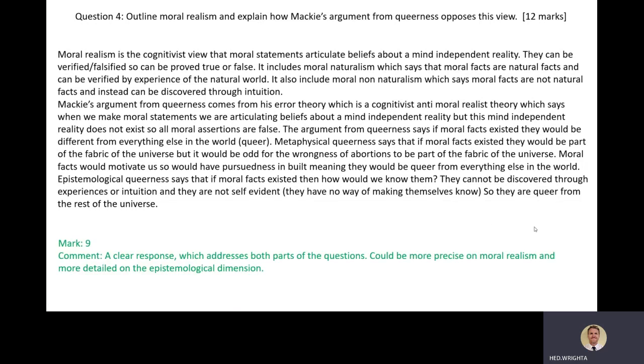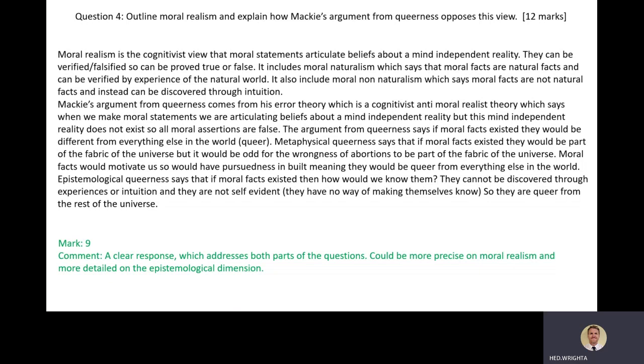9 out of 12. Clear response, which addresses both parts of the question. Could be more precise on moral realism and more detailed in the epistemological dimension. Okay, both parts of the question. Outline moral realism is one part. Explain how Mackie's argument for queerness opposes this view. That's the other part of the question. So, yes, they have done that.